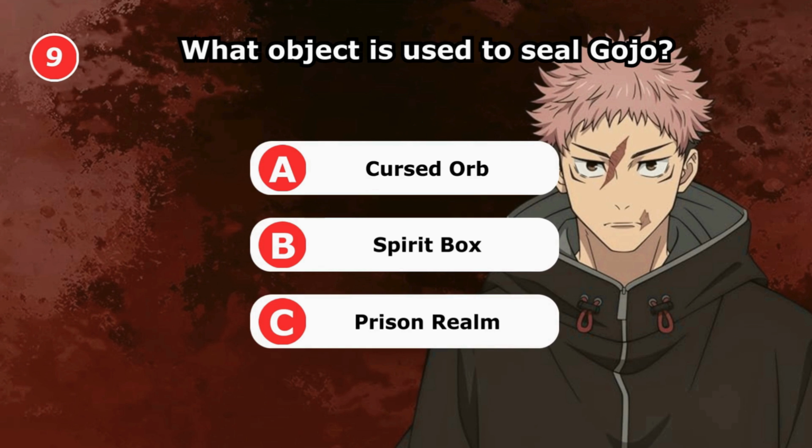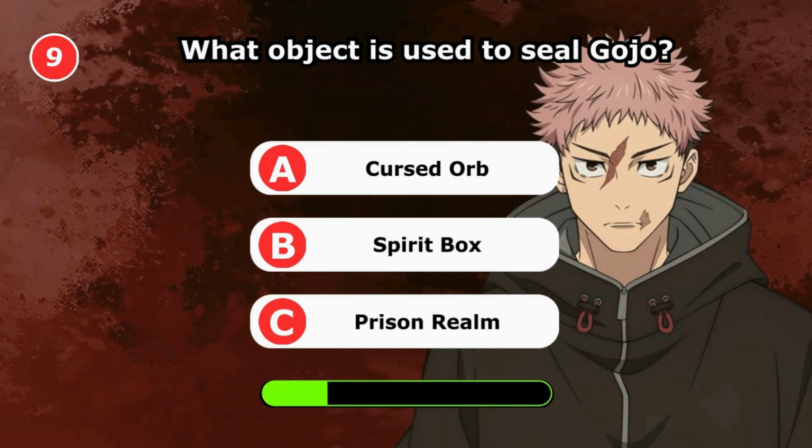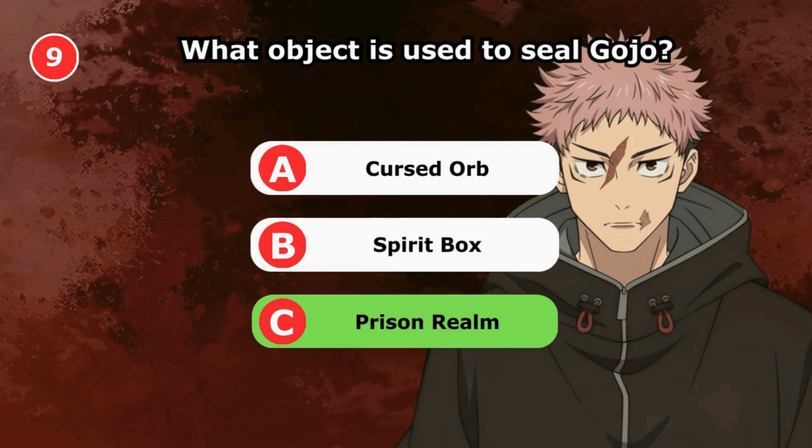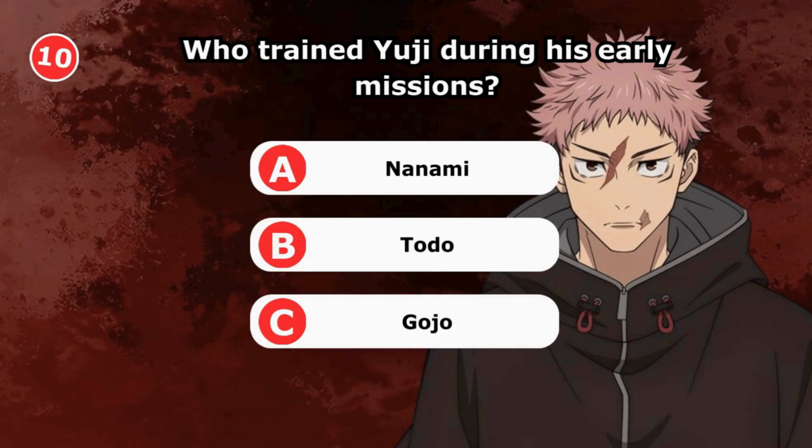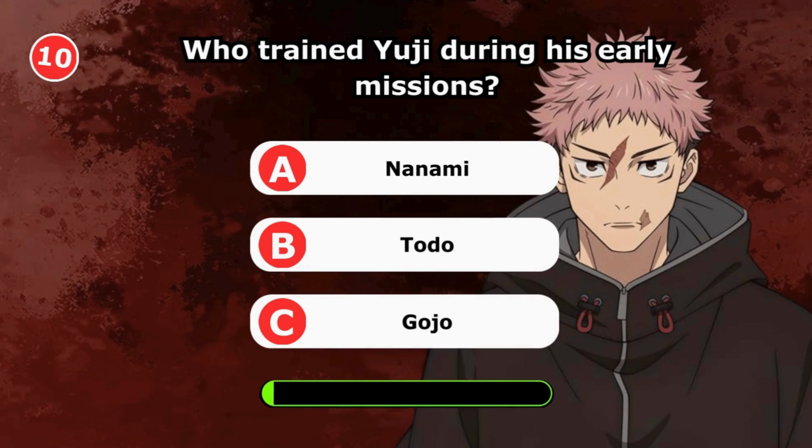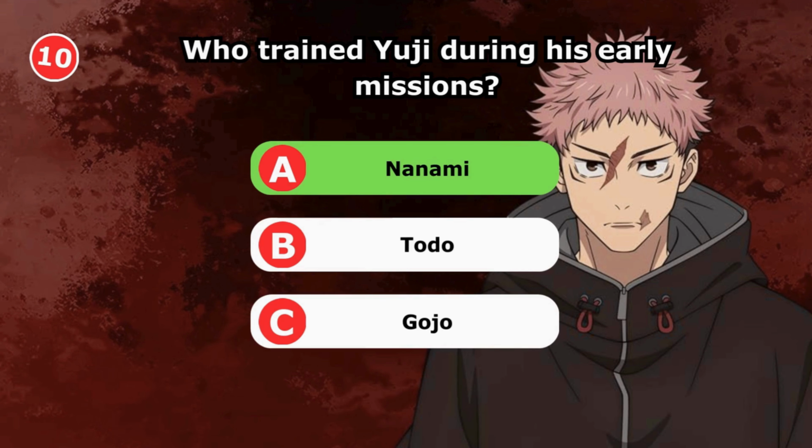What object is used to seal Gojo? Prison Realm, the ancient cursed object capable of trapping even Gojo. Who trained Yuji during his early missions? Nanami, the calm salaryman turned sorcerer who guided Yuji in battle.